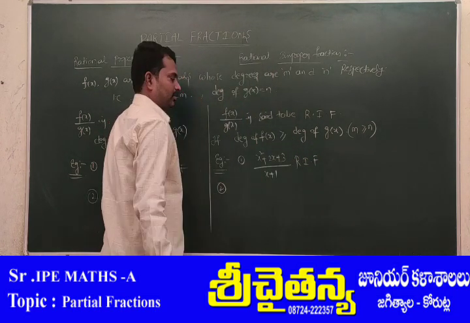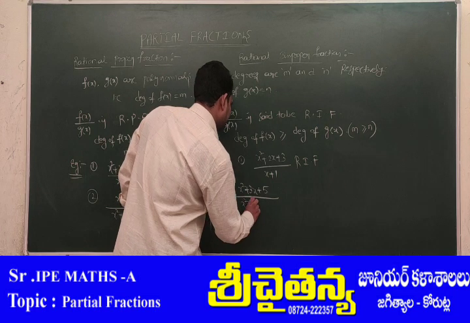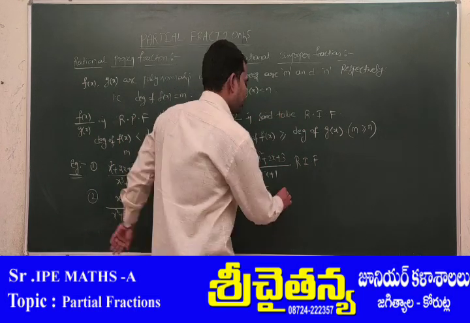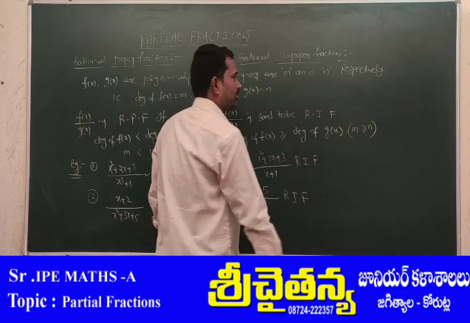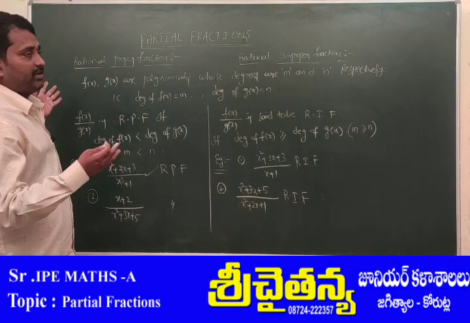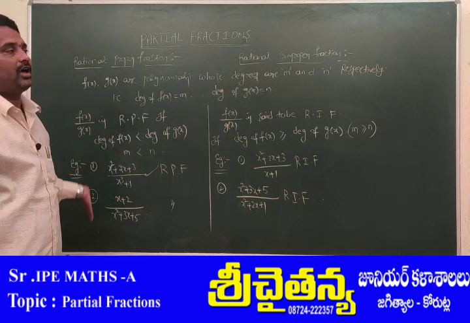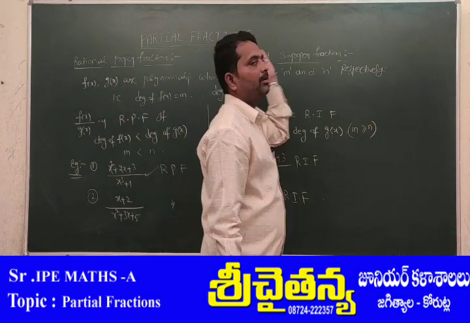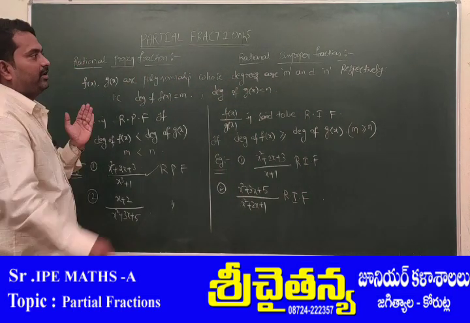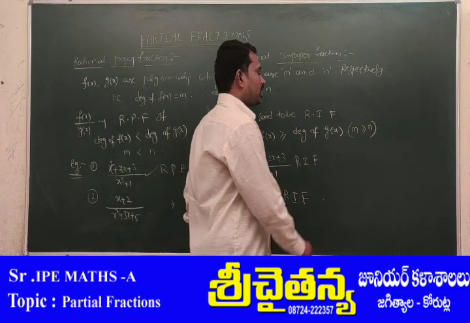Let us take one more example. x square plus 3x plus 5 and x square plus 2x plus 1. Both have the same degree. In this case also, we say it is a rational improper fraction. This is the way of defining which given fractions are proper rational fractions and which are improper rational fractions.